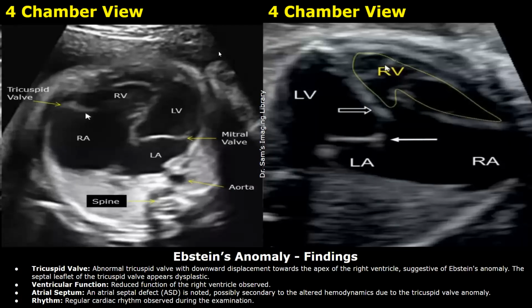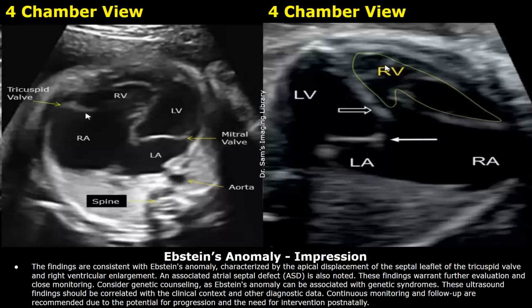abnormal tricuspid valve with downward displacement towards the apex of the right ventricle, suggestive of Ebstein's anomaly. The septal leaflet of the tricuspid valve appears dysplastic. Ventricular function, reduced function of the right ventricle observed. Atrial septum, an atrial septal defect is noted, possibly secondary to the altered hemodynamics due to the tricuspid valve anomaly. Regular cardiac rhythm observed during the examination.